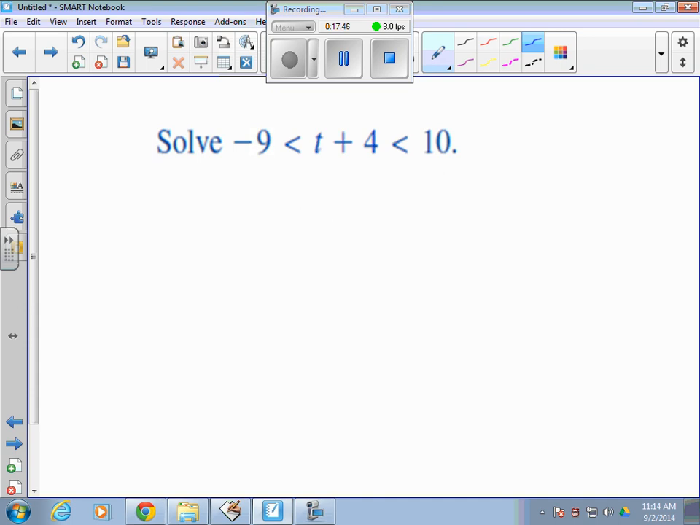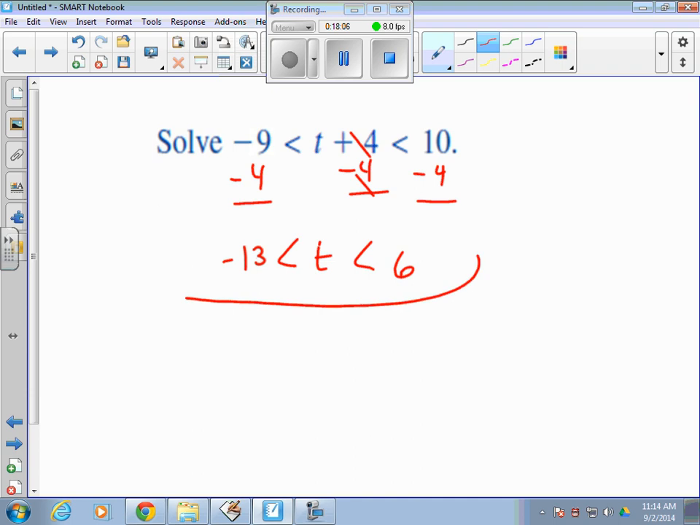Okay, let's take a look at this one. It says negative 9 is less than t plus 4 is less than 10. Undo the plus 4 by subtracting it. You subtract it in the middle. You have to subtract it on the left and get negative 13. And subtract it on the right and get 6. This part cancels out. You didn't do anything to reverse any of the symbols. So you're left with negative 13 is less than t, which is less than 6.